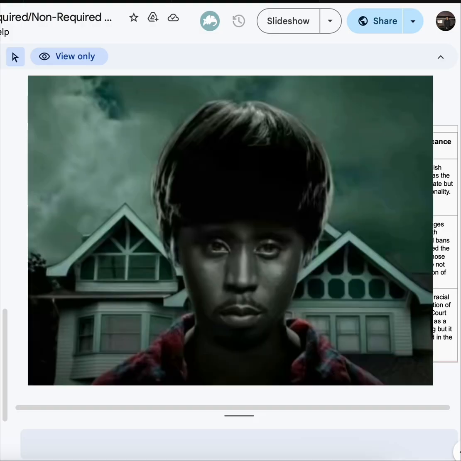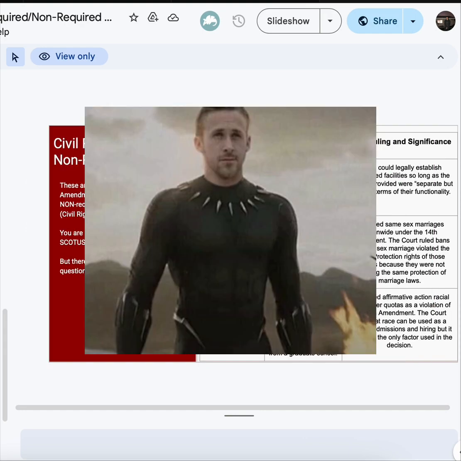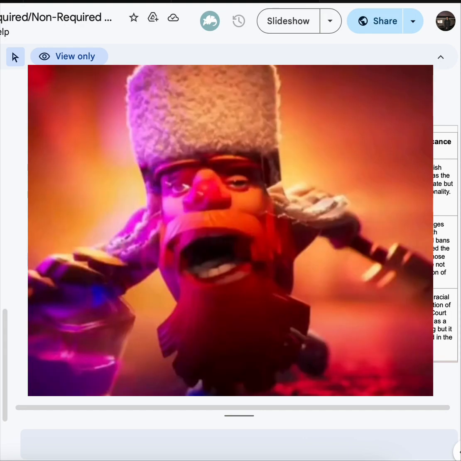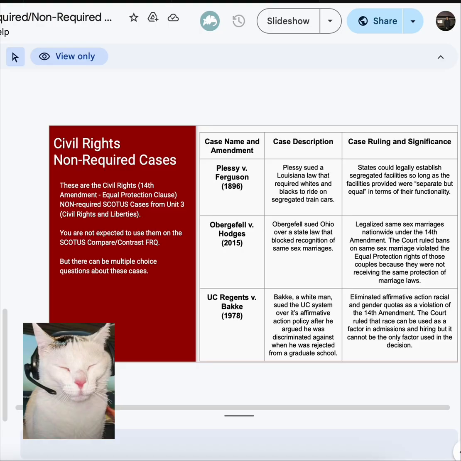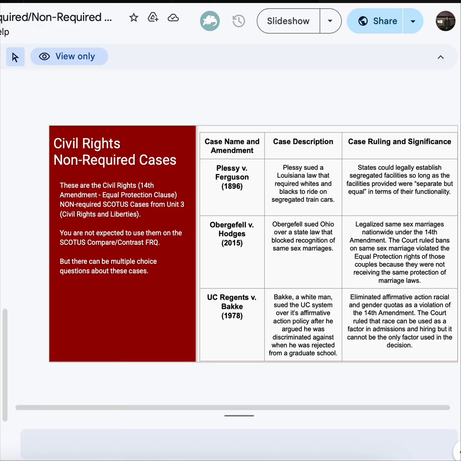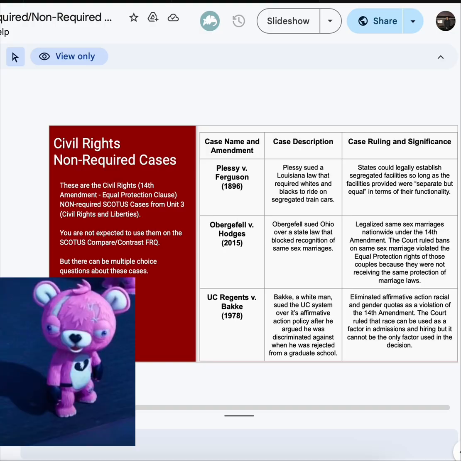So we have Plessy, which is evil. Then we have Hodges, which is like the gay god of happiness, right? This is probably one of the more happier cases. So think of Plessy as evil and Hodges as that rainbow, if you can taste it.